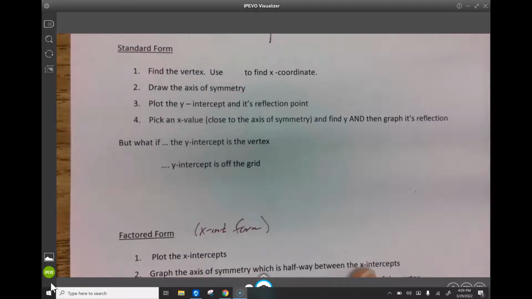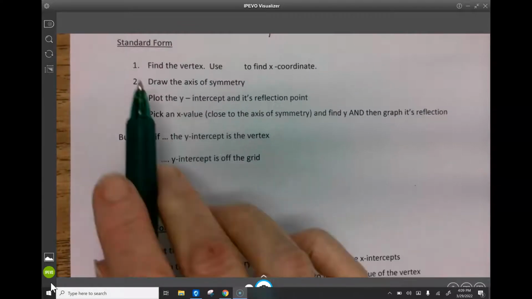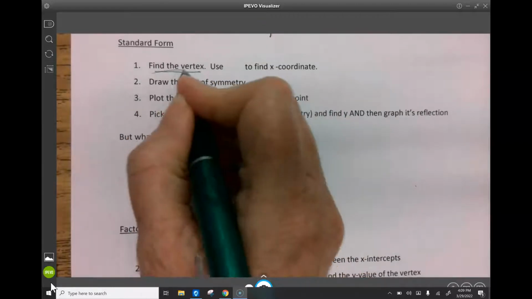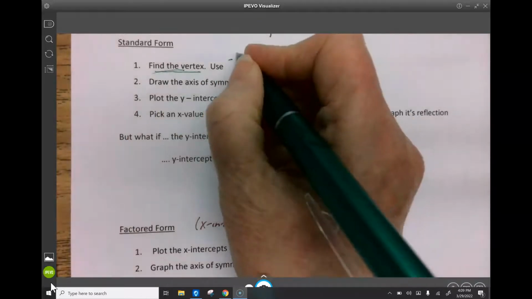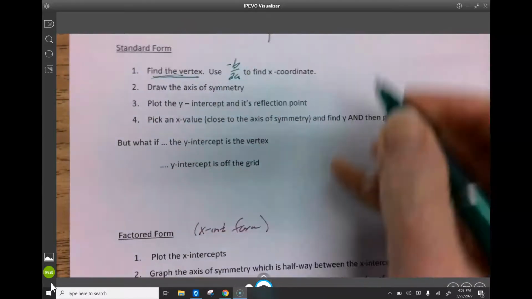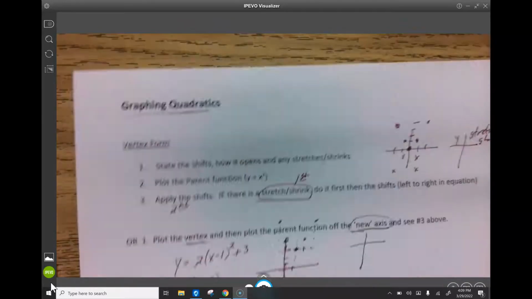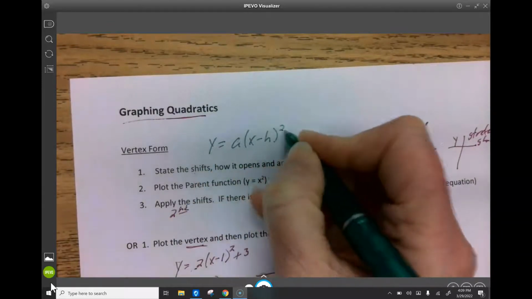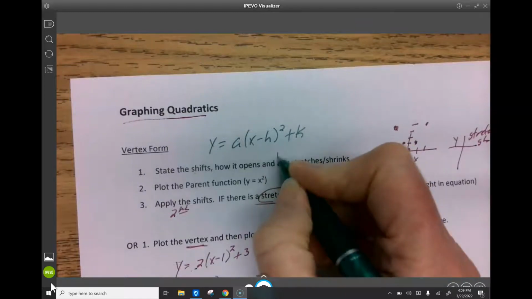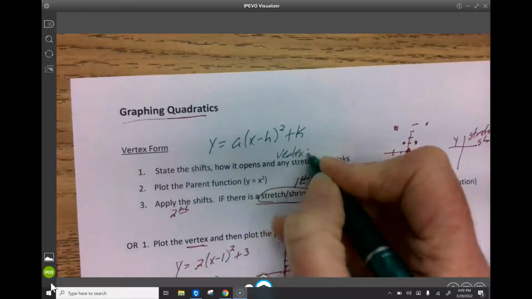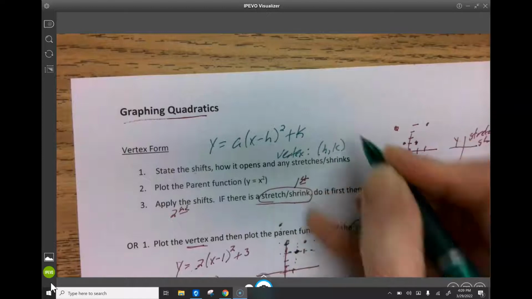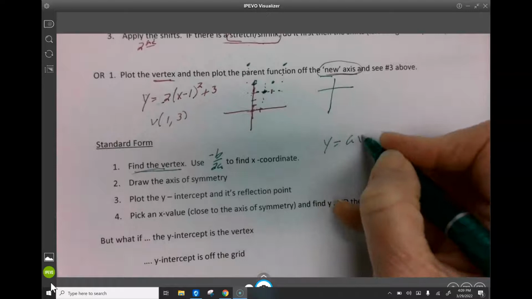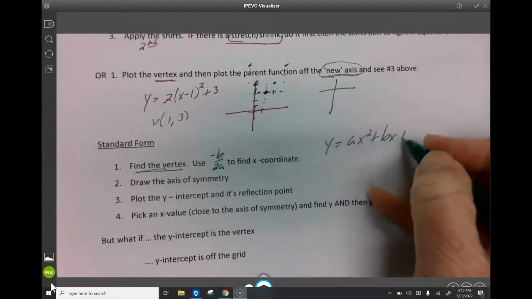The next form we talked about was standard form. On vertex form, the vertex is given, but in standard form we have to actually find it, and in order to do that, we have to use -b/2a. Okay? Vertex form is y = a(x - h)^2 + k, where h and k are the vertex. Standard form is y = ax^2 + bx + c.